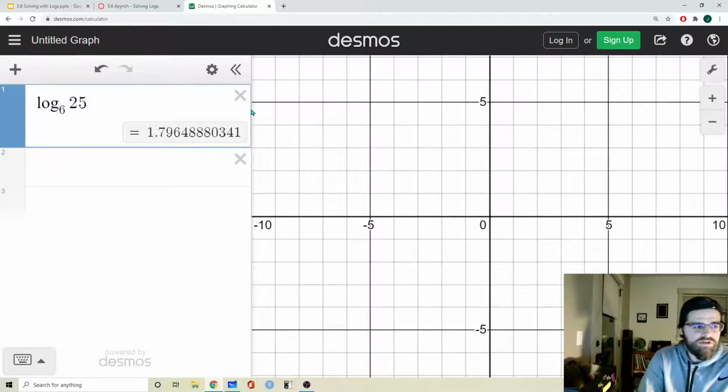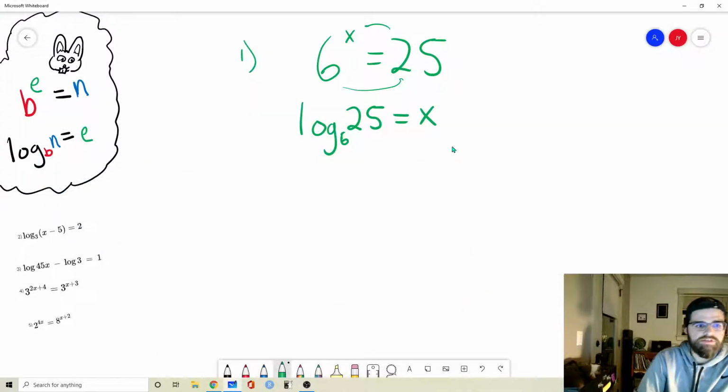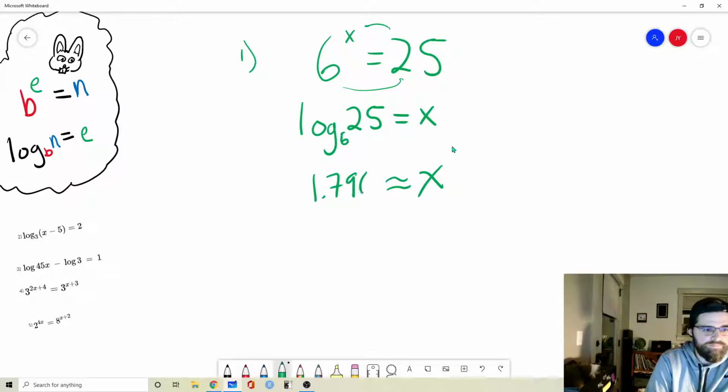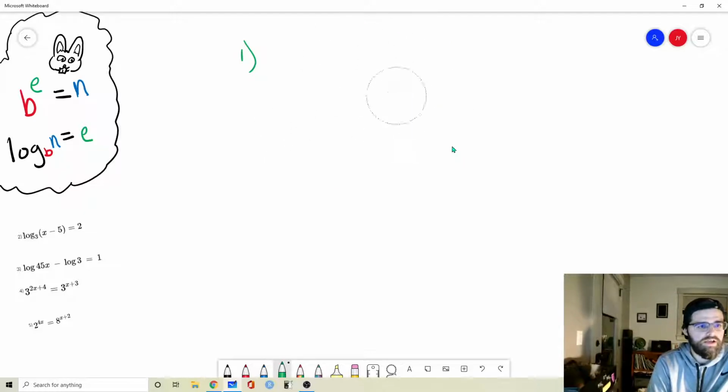So again, Desmos is a good option for log calculating. So I got log base 6 of 25, and there's my answer, 1.796. Okay, so x is about 1.796. We're rounding off a little bit. That's why I'm using the squiggly symbols here, right? Because it's about that, but not exactly. All right, sweet. So let's take a look at number 2 here.